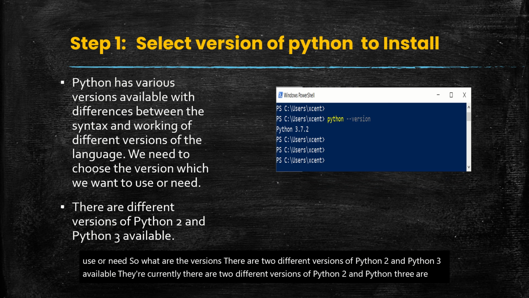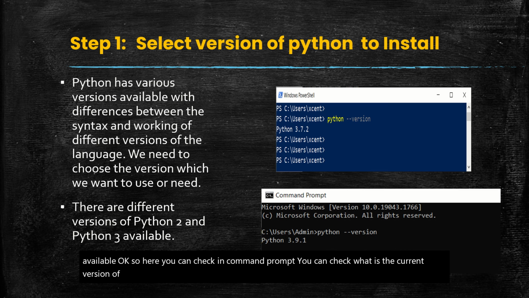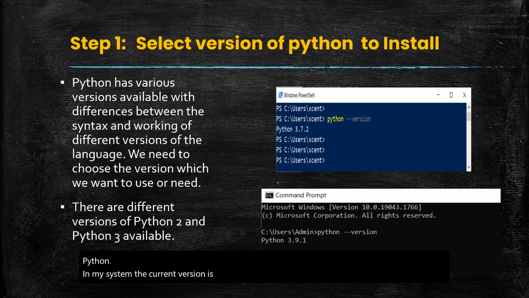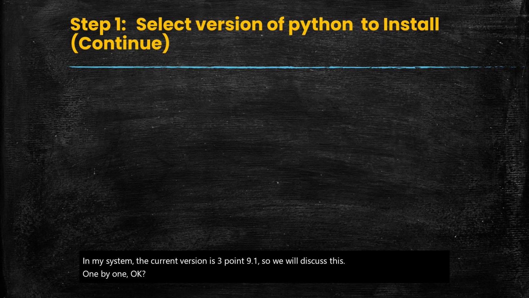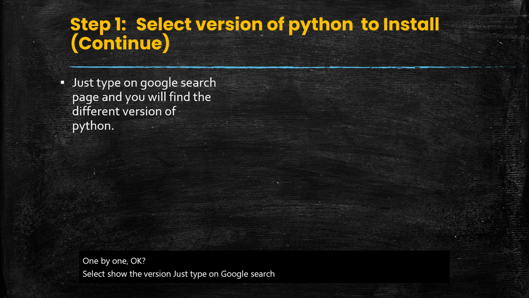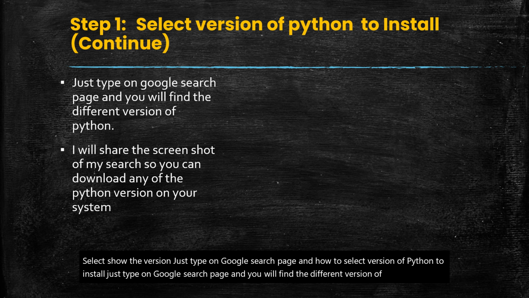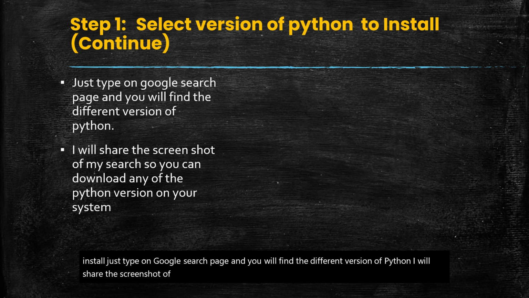Here you can check in command prompt what is the current version of Python. In my system, the current version is 3.9.1. So we will discuss this one by one. To select the version, just type on the Google search page how to select version of Python to install, and you will find the different versions of Python. I will share the screenshot of my search so you can download any of the Python versions on your system.